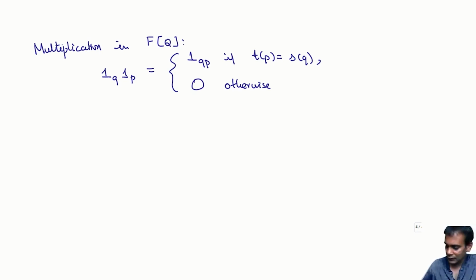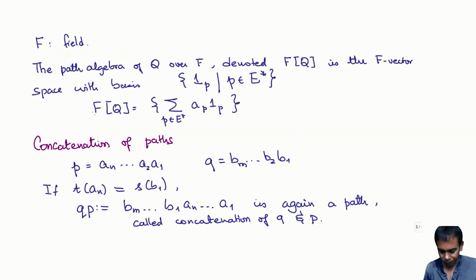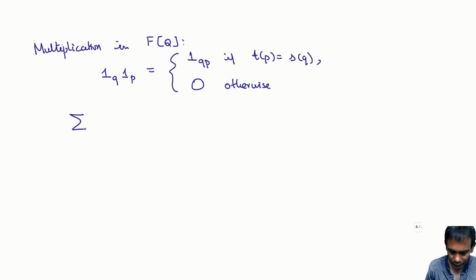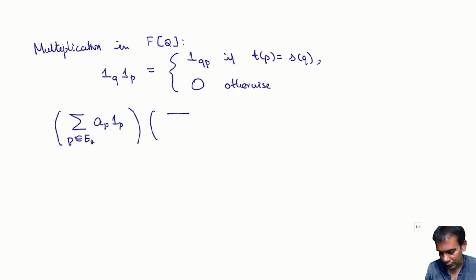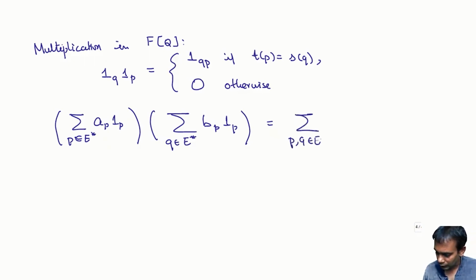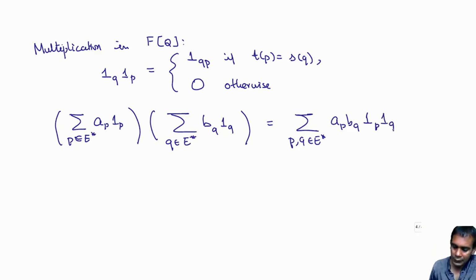And using bilinearity, so you want the multiplication to be linear in each of the arguments, this can be extended to the path algebra. So you define the summation of a_p 1_p, p belonging to E star, multiplied by the summation of b_q 1_q, q belonging to E star, as the summation over p and q in E star of a_p b_q 1_p 1_q. So this is the definition of multiplication in the path algebra of a quiver.